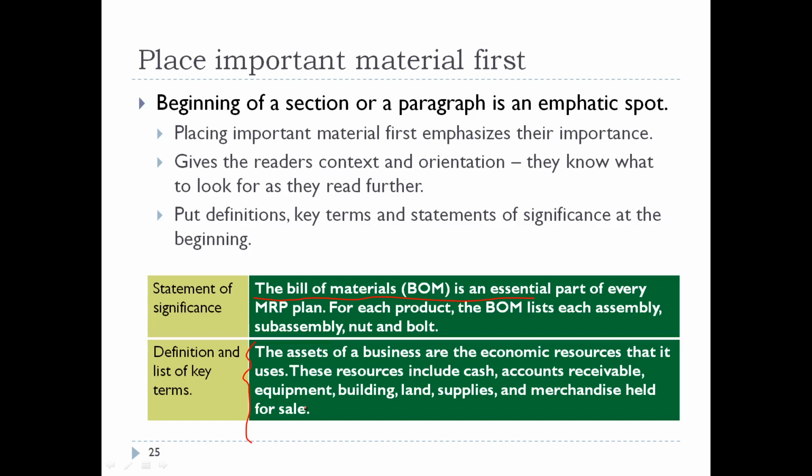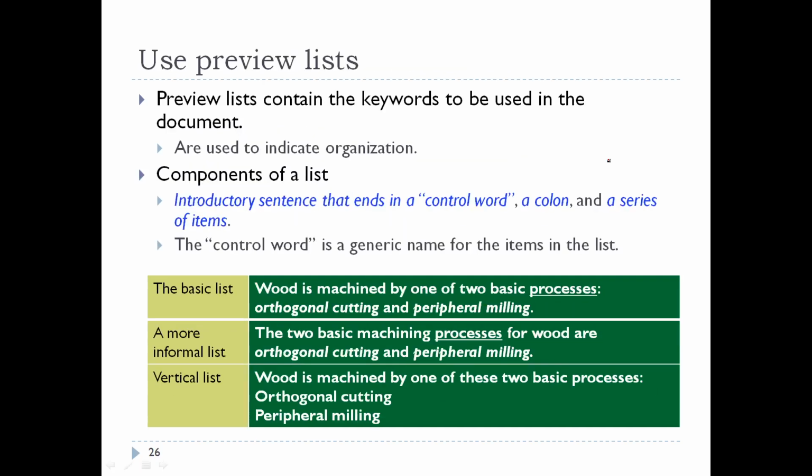These are two examples where you can put important things first. In the first example, there's a statement of significance. In the second, there's a definition, and then a list of key terms related to that definition that you have provided. So these are examples of placing important material first. This is how you should be doing it.